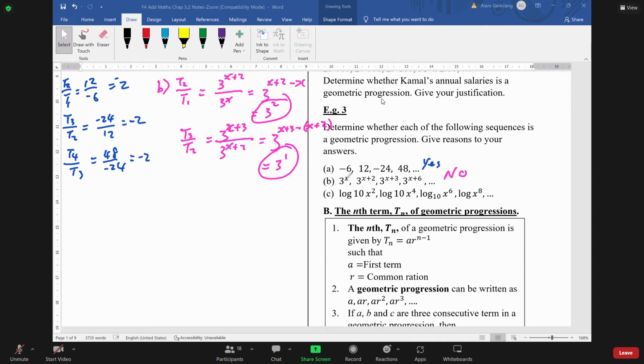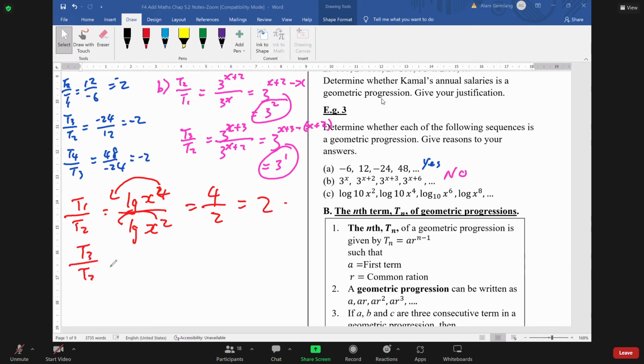Log also same thing, D, log T1 over T2. LG, I say base 10, x2 over x4 over LG x2, right? But this one becomes coefficient, right? So it is 4 over 2, so this is 2. But T3 divided by T2, so same thing, this is log x power 6 over log x power 4, right? So this one becomes 6 divided by 4, so this is 3 over 2. So not the same, right? So this one also no.